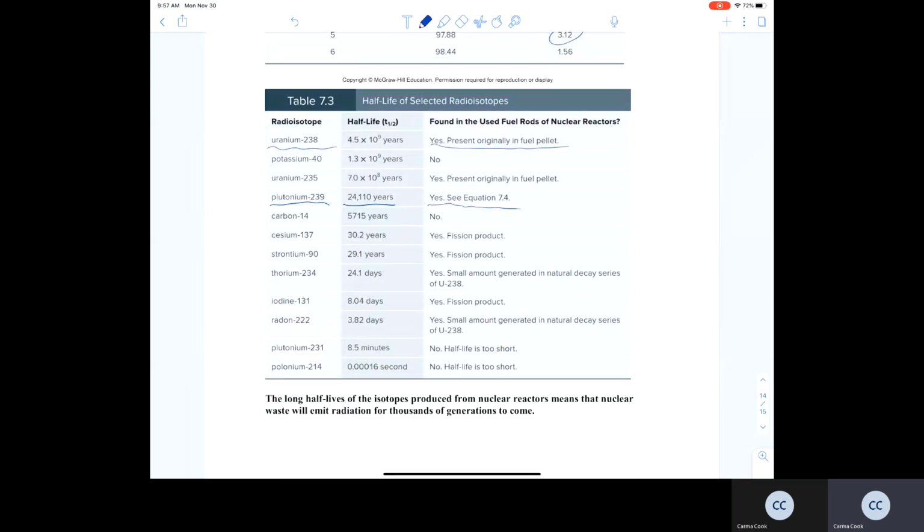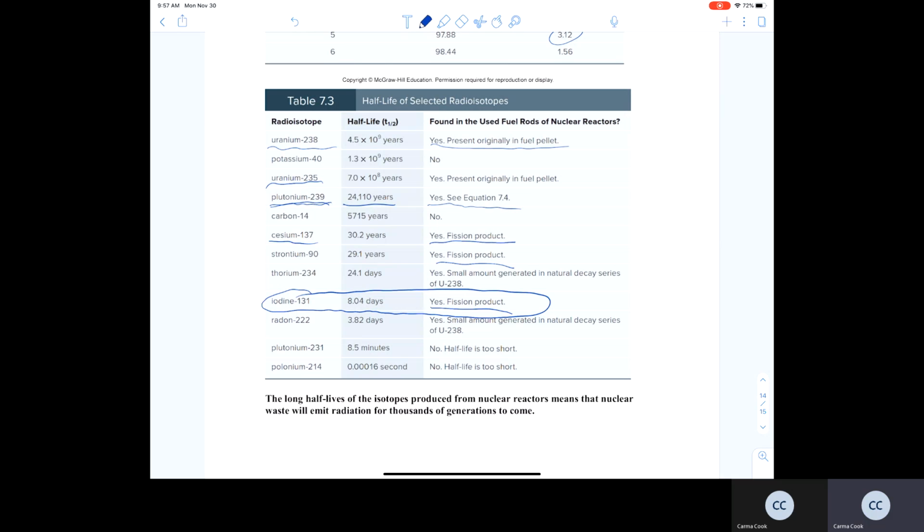And then a lot of these others are fission products. They are a result of an original uranium-238 or uranium-235 or plutonium-239 decay. So you've got all these fission products. And then you see there are some on this list, like iodine-131, which is a fission product. It has a very short half-life, only 8 days.